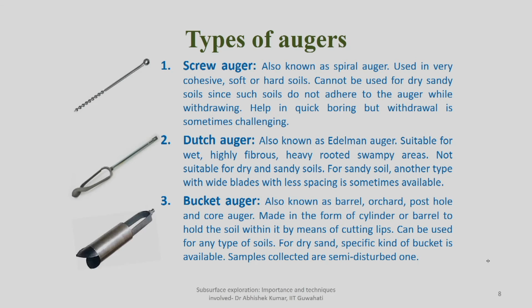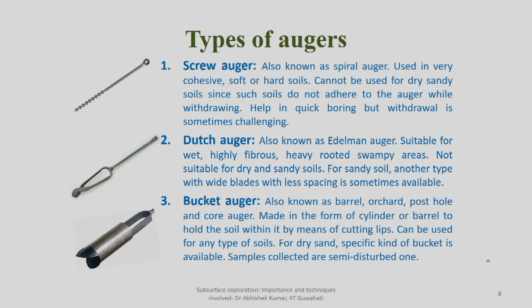Second one, you are having the Dutch auger. You can see here also at the lower end you are having some assembly which is partly twisted. It is also known as the Edelman auger, suitable for wet, highly fibrous soil. Highly fibrous is more important here, because at the end you can see some arrangement which can hold the fibers, and once you rotate it, it is going to tear the fibers. That is how you will be able to collect the soil sample away from the parent position. So, it is more suitable for wet locations, highly fibrous, heavy rooted, swampy areas.